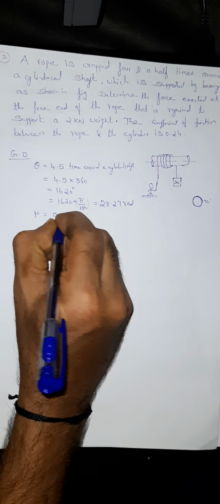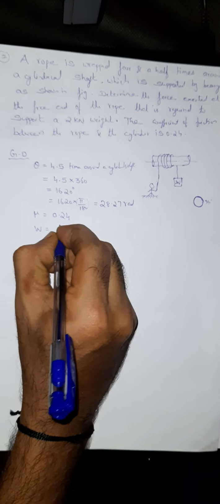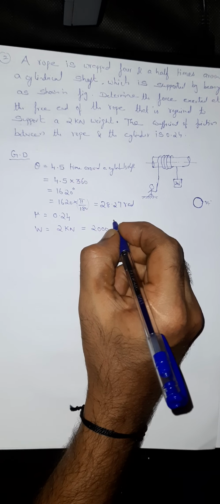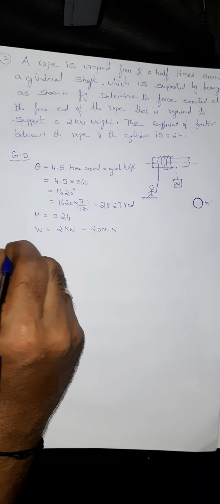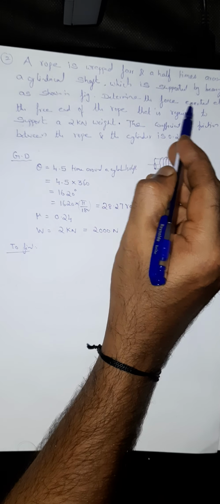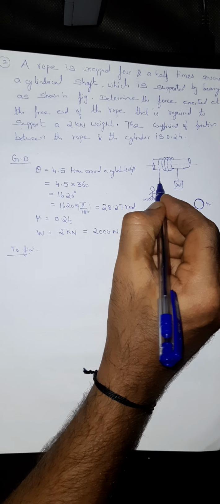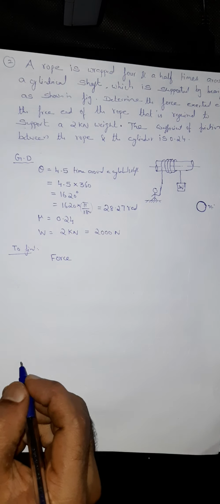Mu equals 0.24. And weight is equal to 2 kilonewton. This can be converted into newton. 1 kilonewton is 1000 newton, right? So, to find, what needs to be found? Determine the force exerted at the free end. This is a free end, right? What is the force required? Force required at the free end.